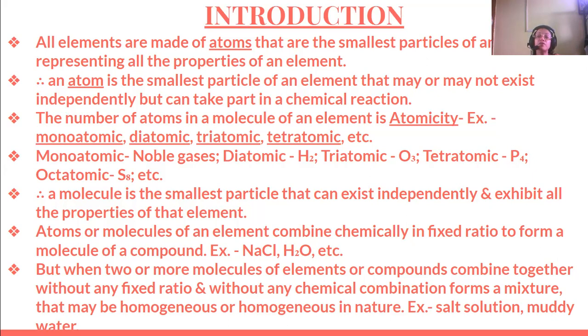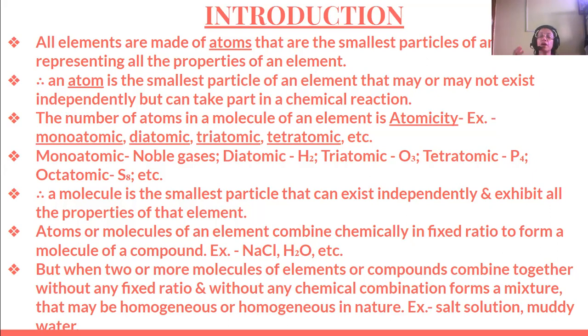This is the basic difference between an atom and a molecule. These things we have studied in the lower classes also, I'm just doing it as a revision. The number of atoms in a molecule of an element is atomicity. Atomicity of an element means the number of atoms in a molecule of an element. For example, it may be monoatomic, diatomic, triatomic or tetratomic.